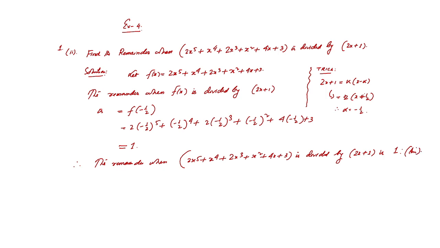Now we come to the next problem. Problem number 2, part 1. Find the quotient and remainder when x to the power 6 plus x cube plus 1 is divided by x plus 1.